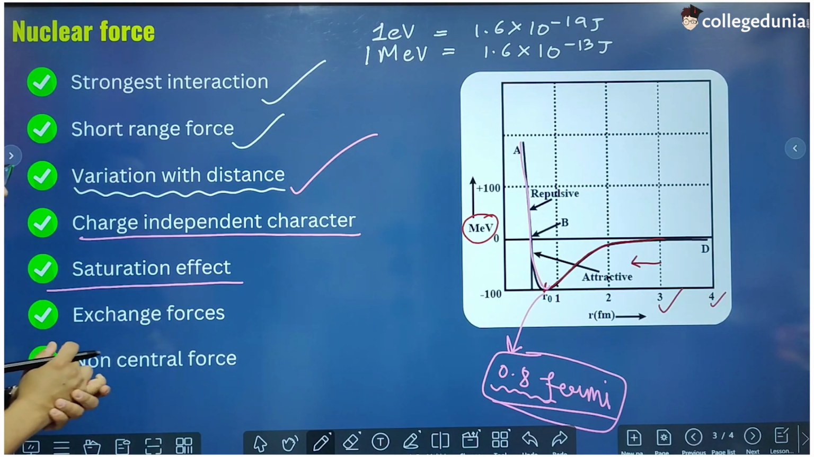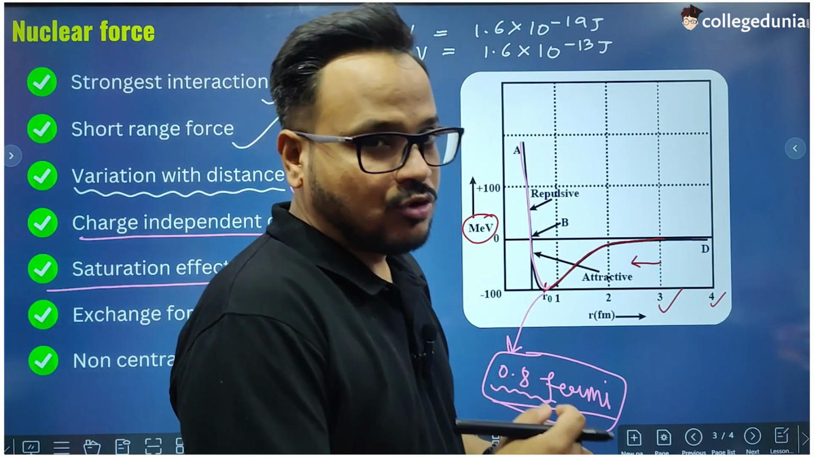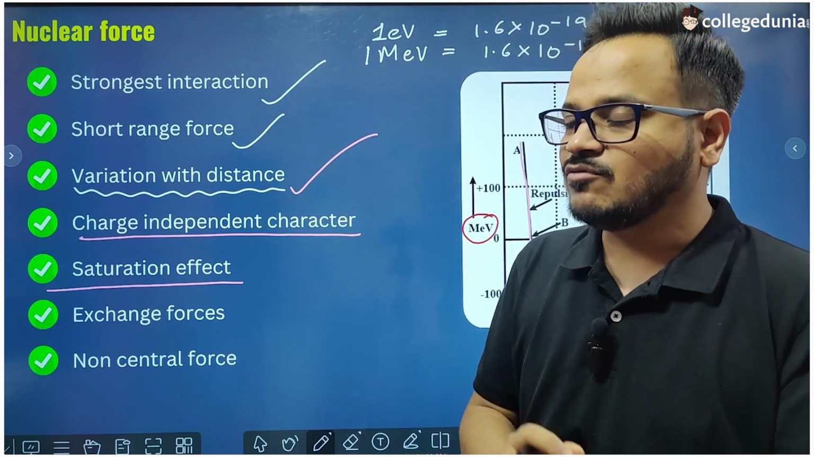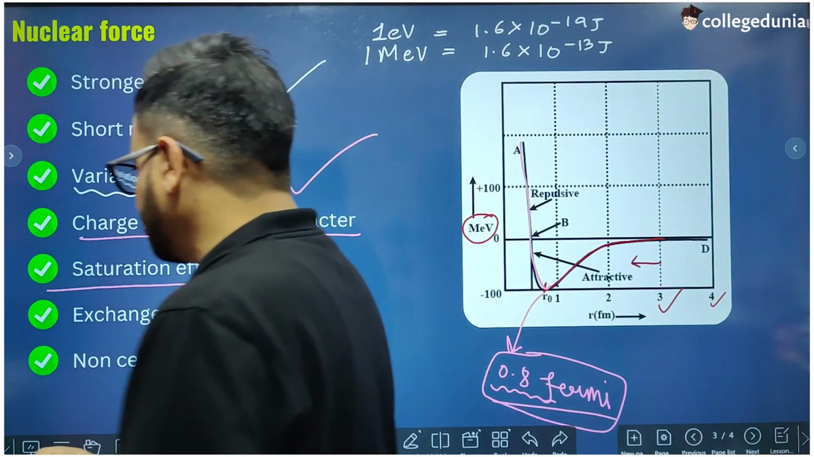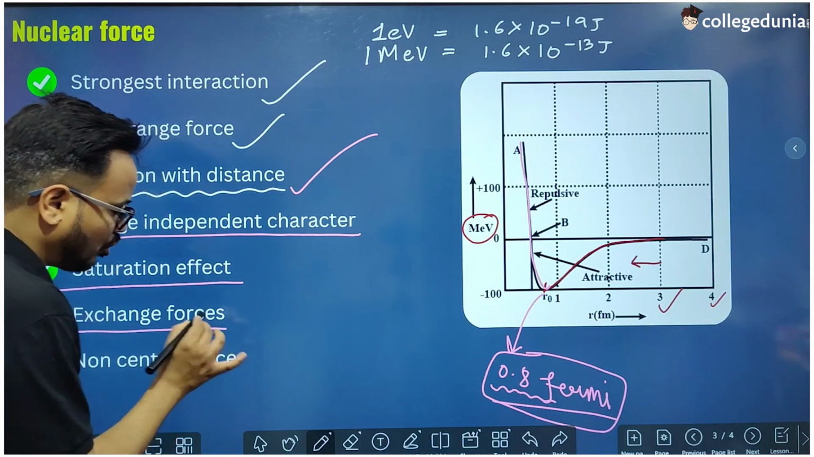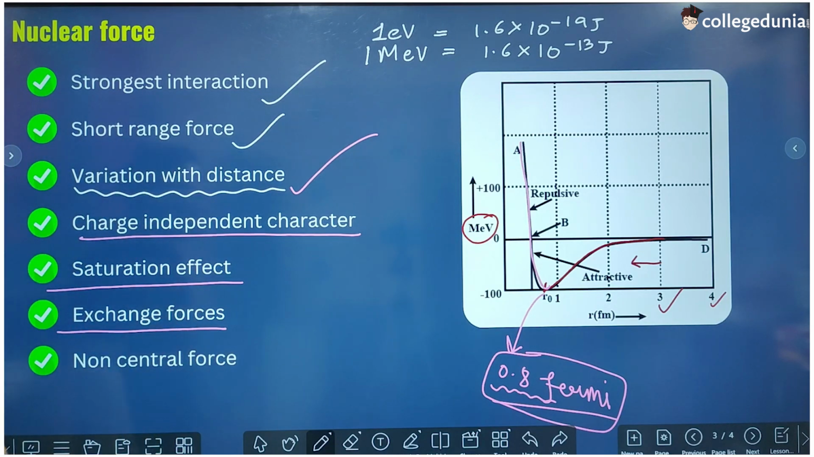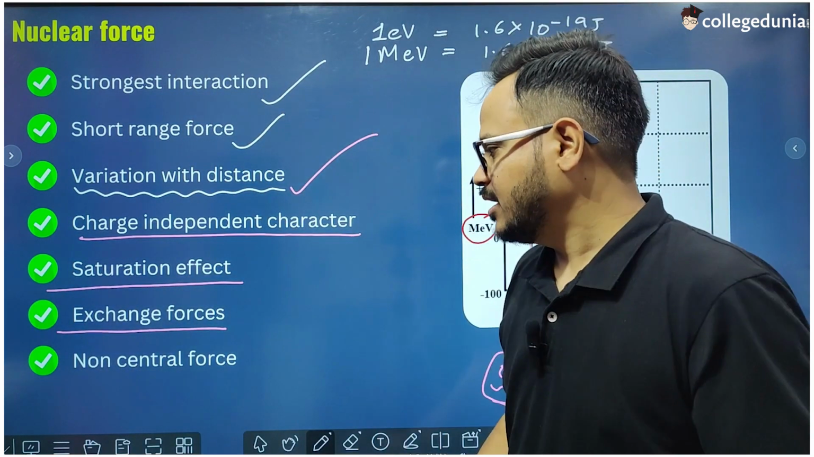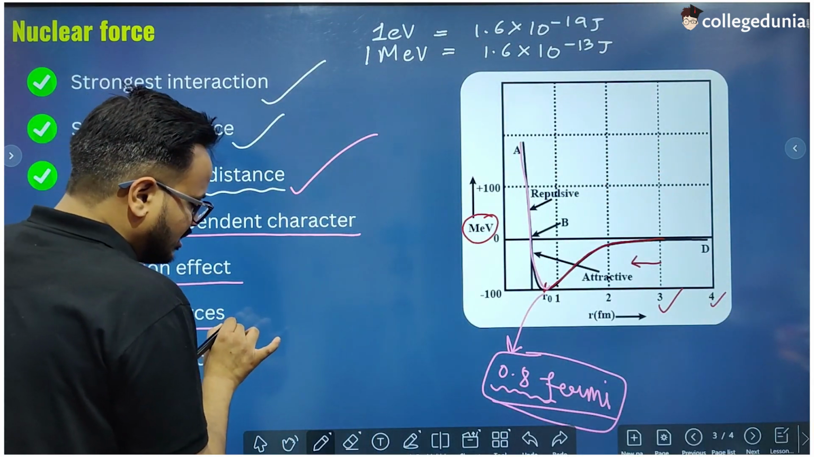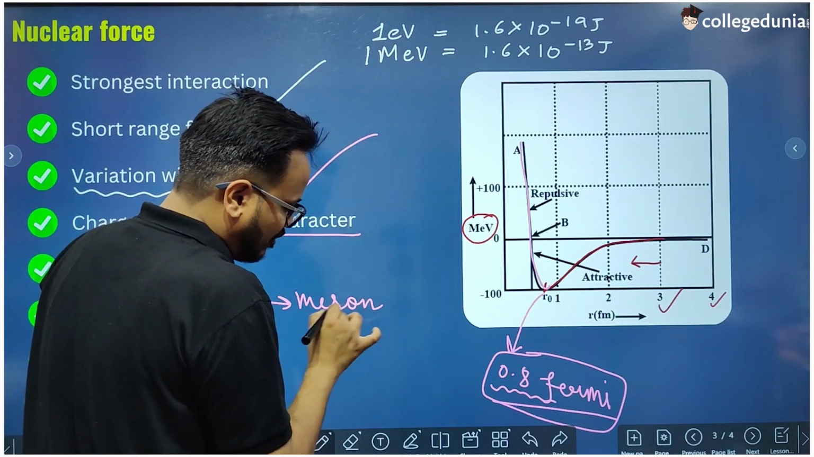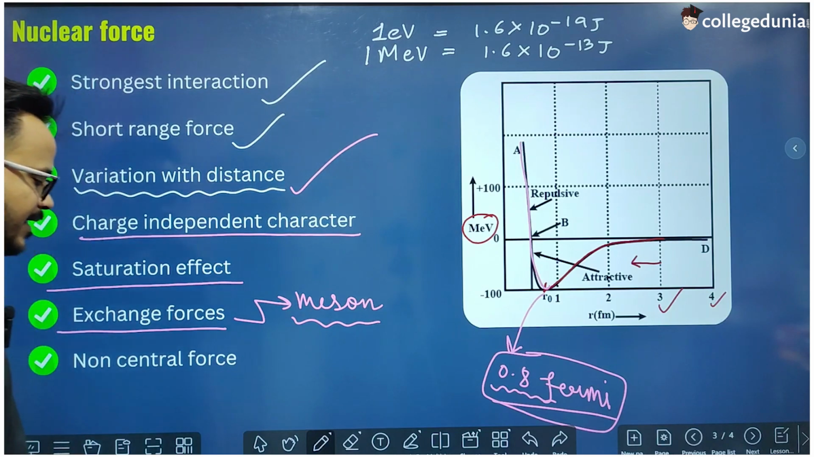Now we will discuss the reason for the nuclear forces, why nucleons exert nuclear forces on each other. The reason was found out by a Japanese scientist whose name was Yukawa. He said that nucleons exert nuclear forces on each other due to the exchange of a very small particle between them, and that particle is called meson, right? So these forces are due to the exchange of a particle called meson, right?